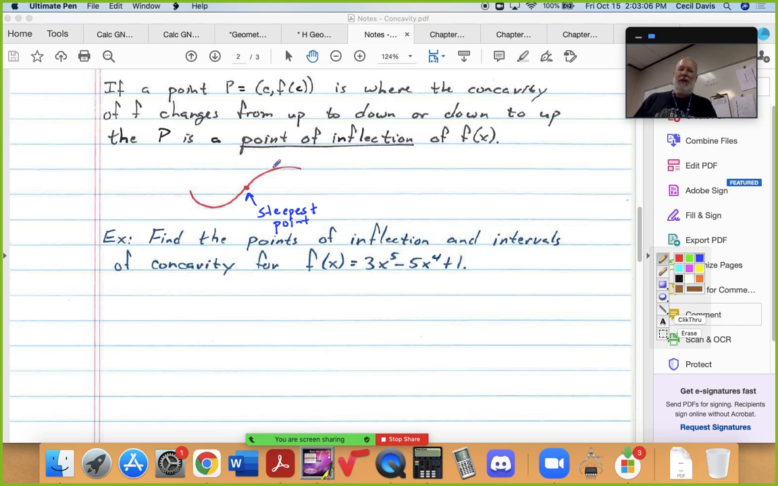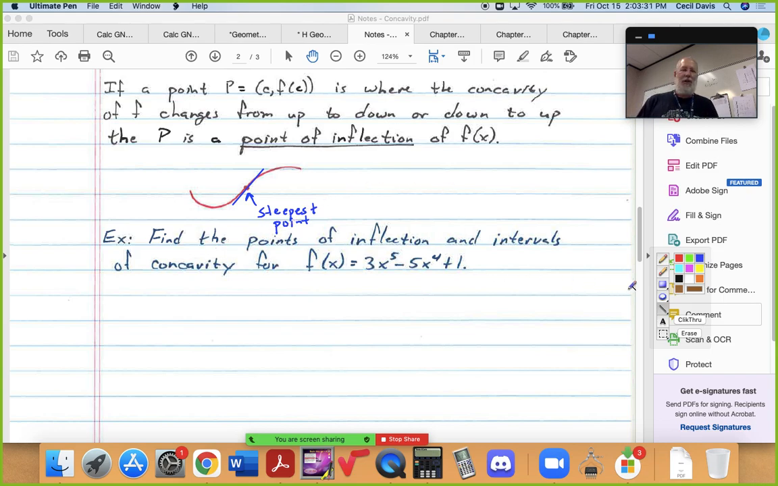And usually your tangent lines are either above or below the graph. At the point of inflection, it actually does like this. That's not perfect, but it actually goes through. It's tangent on both sides, but the curve curves one way on one side and curves the other way on the other side.